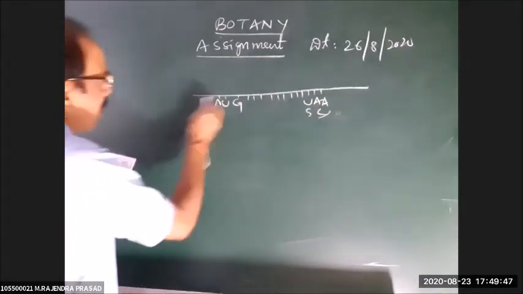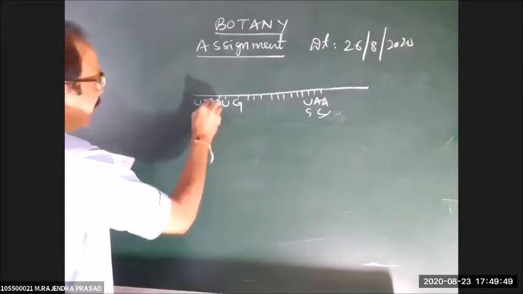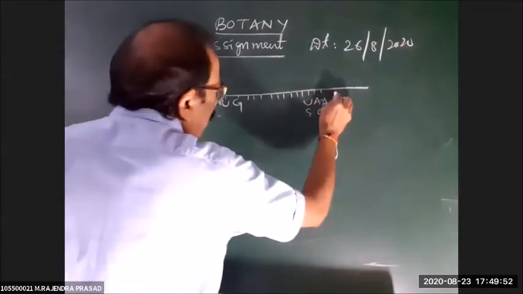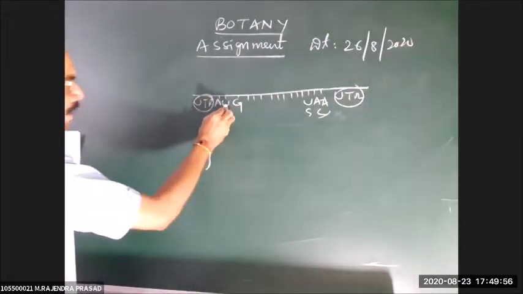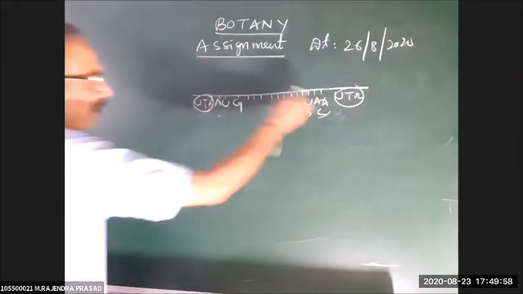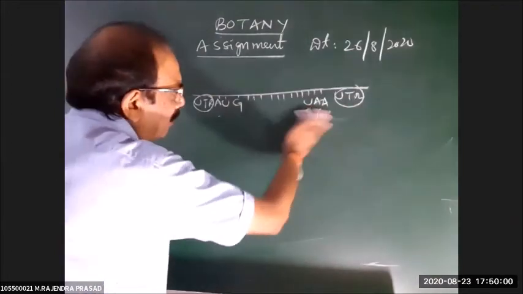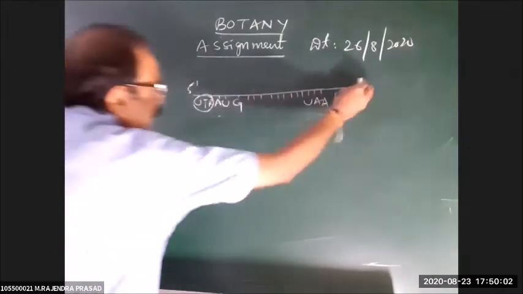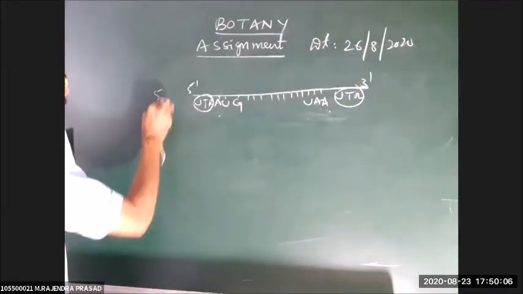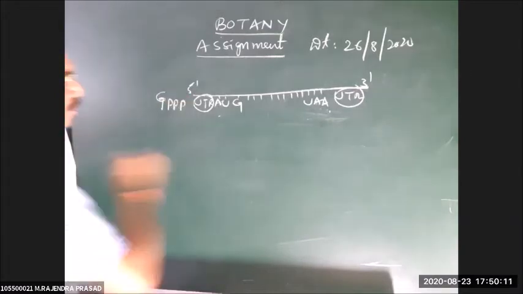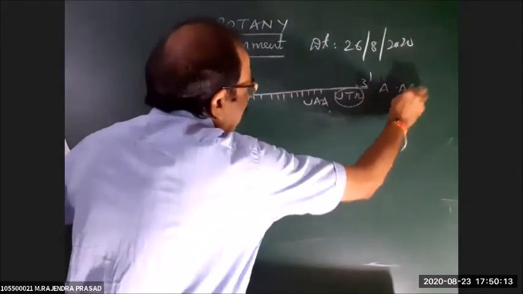So before the start codon, an untranslated region is present. After the stop codon, an untranslated region is present. This is 5' and this is 3'. Here, in eukaryotes, the guanosine triphosphate G cap is present. Here, the poly A tail is present.